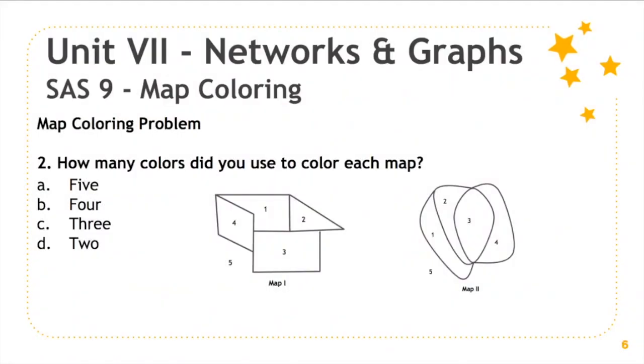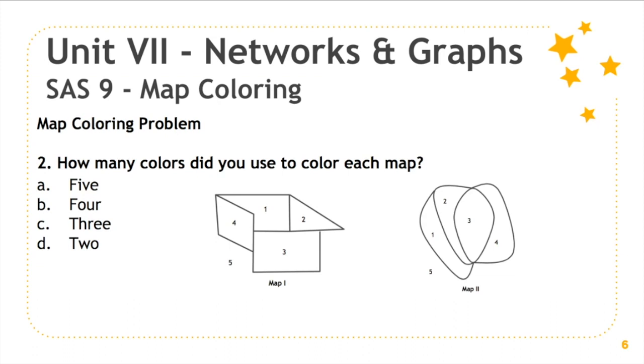All right. How many colors do you use to color each map? So how many colors do we use to do map 1? And how many colors do we use to do map 2? Let's see. 1 and 3 are adjacent, so they have to be different. 1 and 5 and 3 and 5 are all adjacent, so there's 3 colors. But 2 and 4 are not adjacent, so we would only have to use 4 colors on map 1.